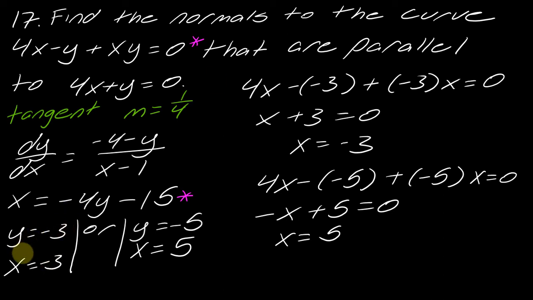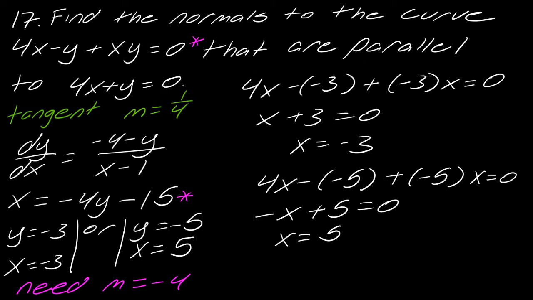So now I have two pairs of points. Now, you might have forgotten what the point of this question was. We are trying to find the normal line to this curve that has our desired slope, and the tangent line has the slope of 1/4, so our normal line will have the slope of negative 4. So let me just note that we need m equal to negative 4.